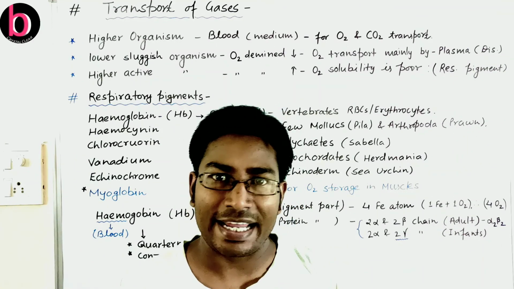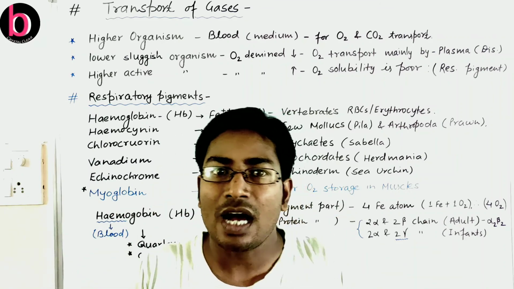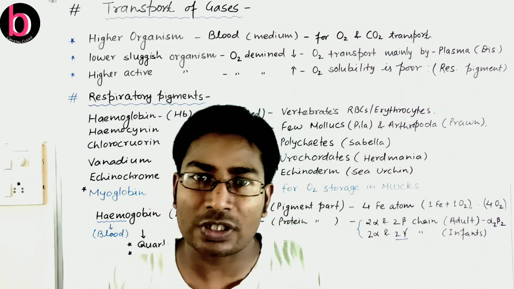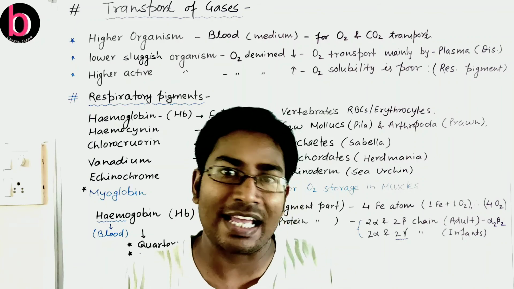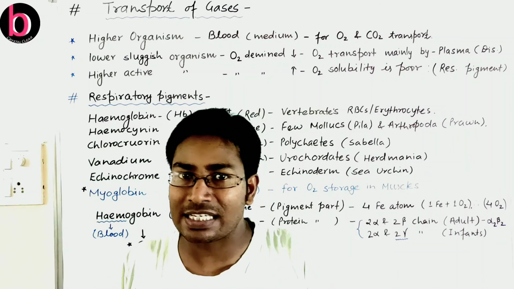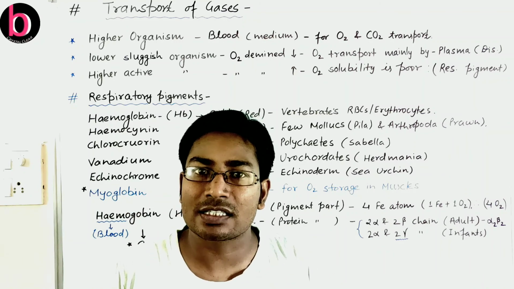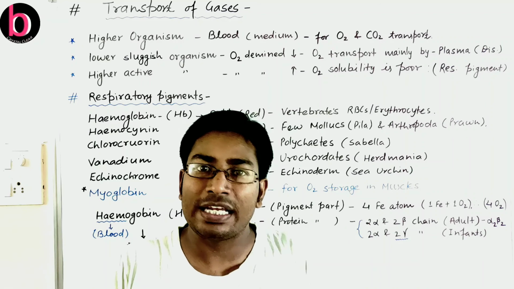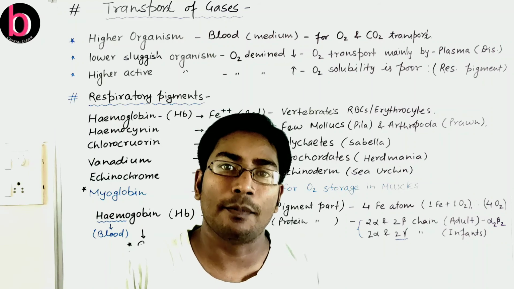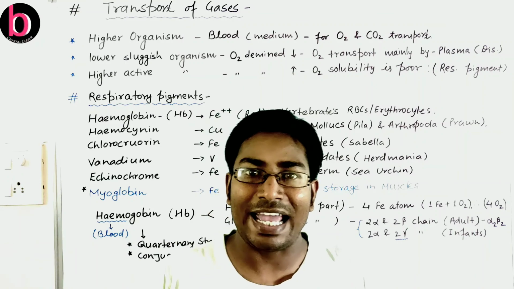Hello friends, in this video lecture we will discuss transport of gases, how gaseous transportation occurs in our body. Before this we already completed the exchange of gases. In that lecture we discussed there are two sites of gaseous exchange in our body. The primary site is inside the lungs, between alveoli and blood, and the second site is between body cells and blood. These are the sites where oxygen and carbon dioxide get exchanged.